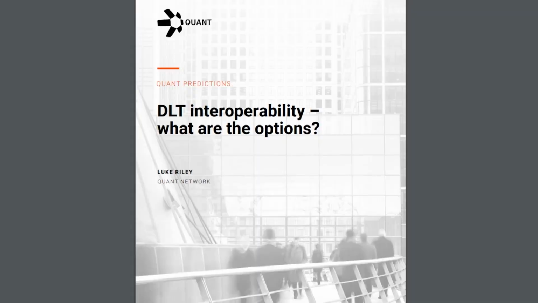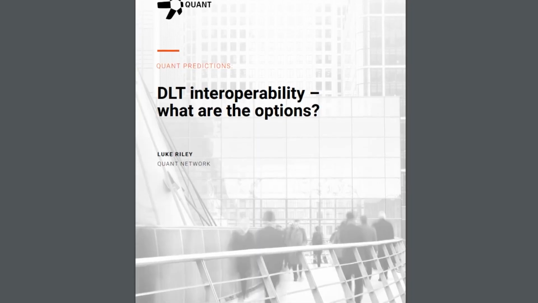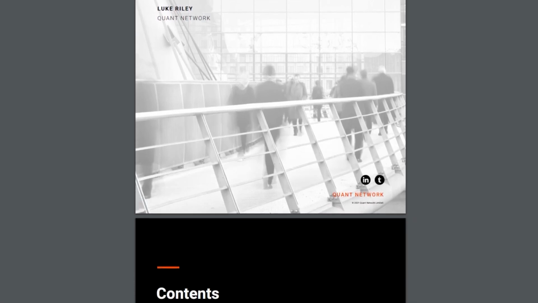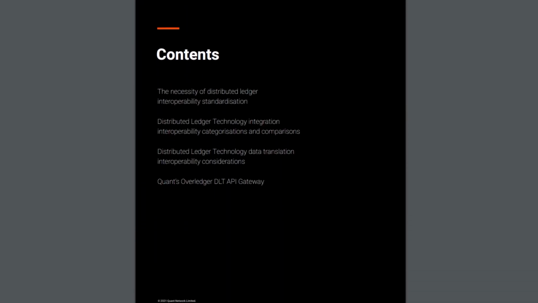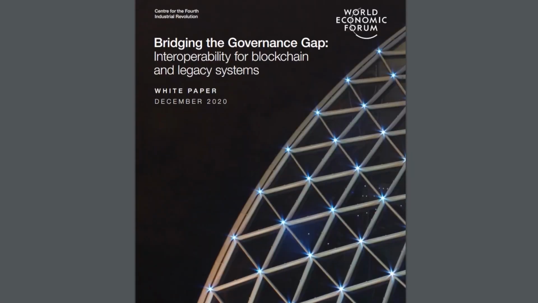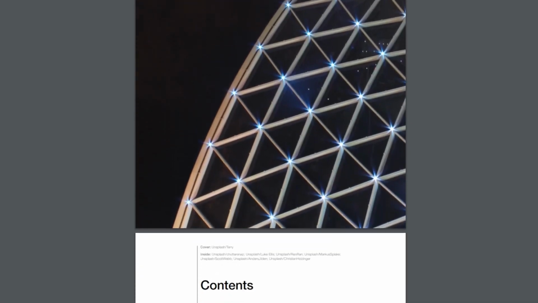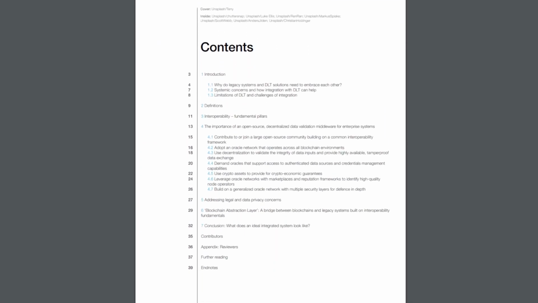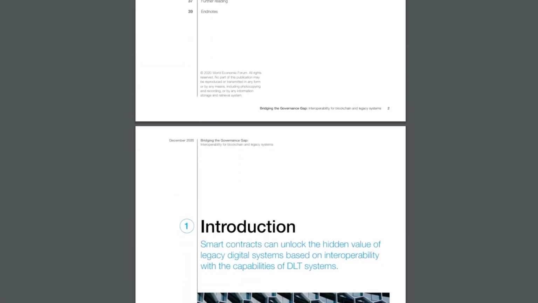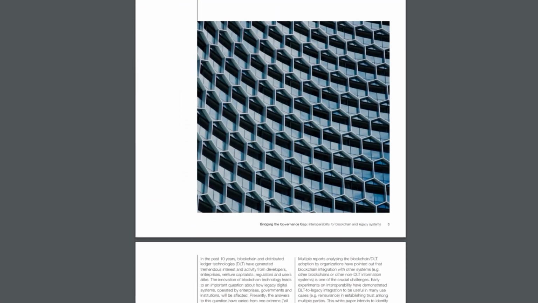Now, I don't want to spend an astronomical amount of time on each topic for brevity's sake, so let's just touch on the most important aspects without diving in too deep. I'll start with APIs. The article produced from Quant by Luke Riley titled DLT Interoperability, What Are the Options?, outlines 3 possible solutions to the DLT interoperability problem, which align with the World Economic Forum's governance framework that proposes strategic pathways to enable interoperability between legacy IT systems and distributed ledger systems.